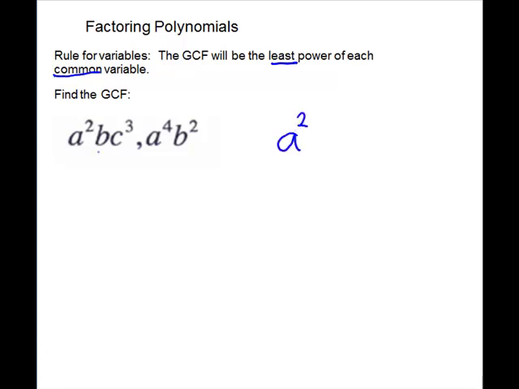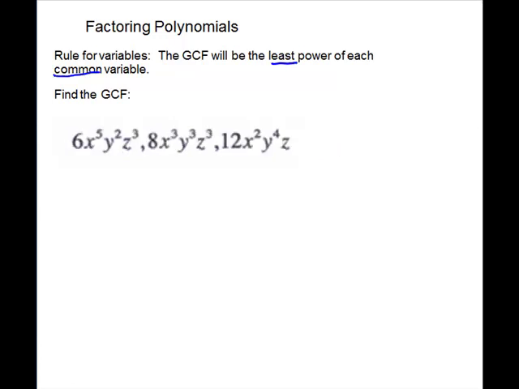For the B's, I have one B here, two B's here. It has to be the smallest, so we'll have one B. For C's, this one has three C's, but the other has no C's. So you cannot use C because it is not common. So our GCF is A squared B. Next, we'll look for the GCF of these three terms.